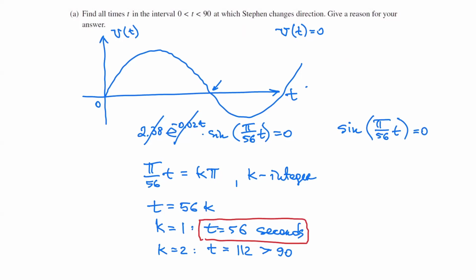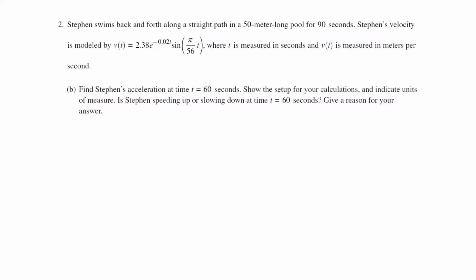Let's move on to part B of this question. In this part of the question, we need to find Steven's acceleration at time t equals 60 seconds. So we need to find a of 60. And acceleration is just the derivative of velocity with respect to time.